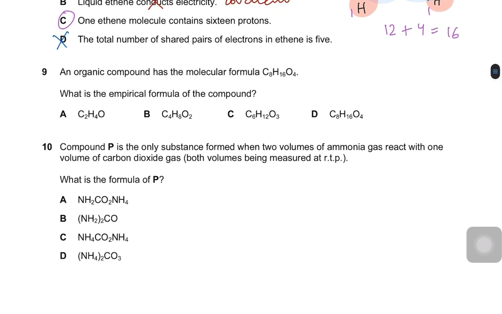An organic compound has the molecular formula C8H16O4. What is the empirical formula of the compound? So the molecular formula is given, and the empirical is being asked. So 8, 16, 4. The simplest ratio would be 2, 4, 1. C2H4O1. So C2H4O1 is option A.